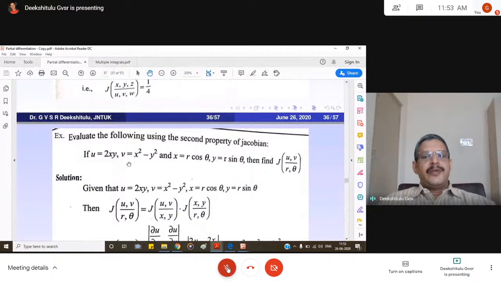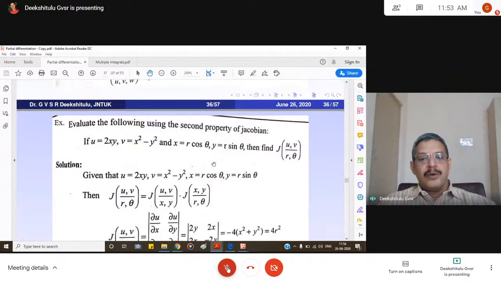So u is equal to 2xy, we have taken a transformation here, see. u is equal to xy, v is equal to x square minus y square, x is equal to r cos theta, y is equal to r sin theta. Then find the Jacobian of u, v with respect to r and theta. u, v are functions of x, y, but x and y are functions of r and theta. But what we are asking is the Jacobian of u, v directly in terms of r and theta. So that means we have to use the chain rule.